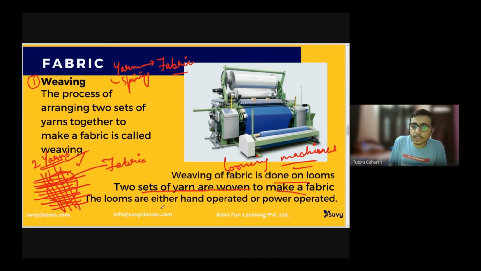The looms are either hand operated or power operated. Like this is a power operated looming machine. See how big it is. So we are just inserting two yarns here, and here we are getting the piece of fabric. How beautifully it has been made now.